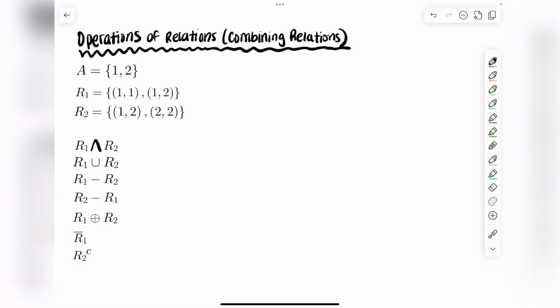So think of this as an and symbol. So the set is going to be made up of the elements that are in R1 and R2. So the only one that's in R1 and R2 is this pair. So it's just going to be (1, 2).